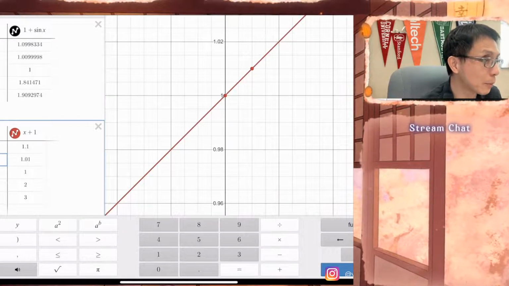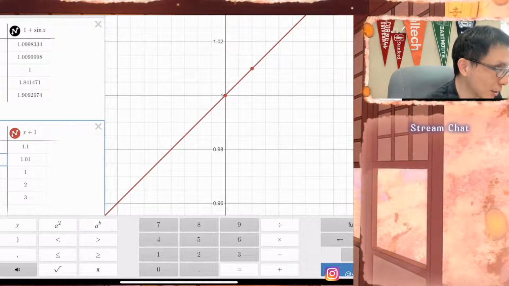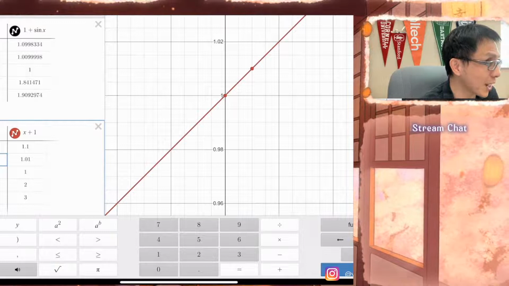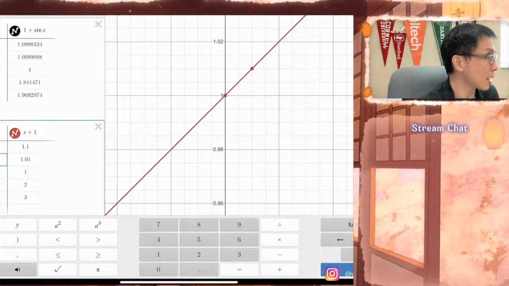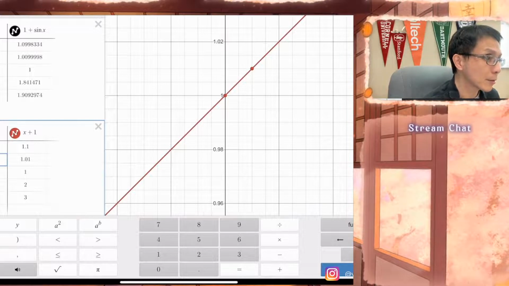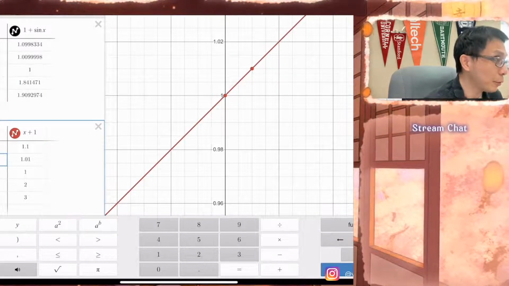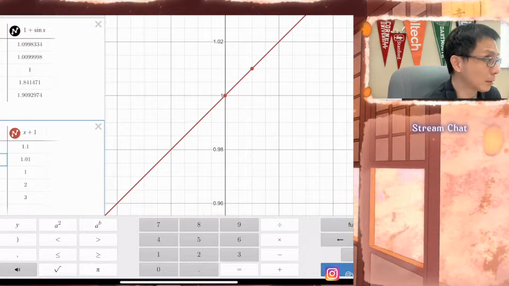Mathematicians found this important because back then they didn't have a calculator. They didn't have a calculator that can spit out 1.099. So what they did was use approximation to figure out what the value is. Does that make sense? Yeah. So this is very, very important for back then.